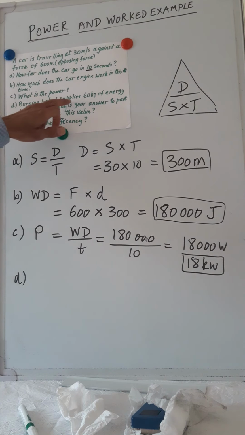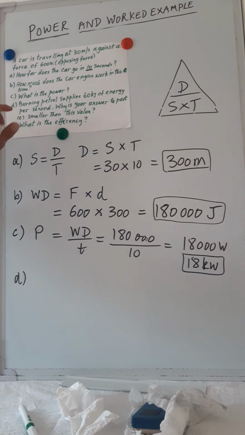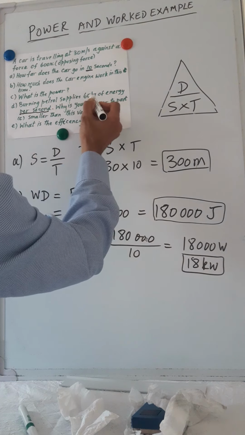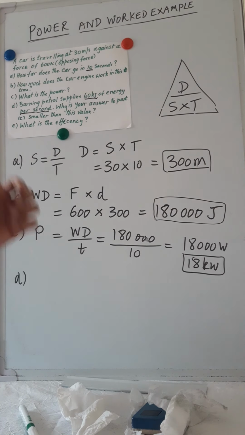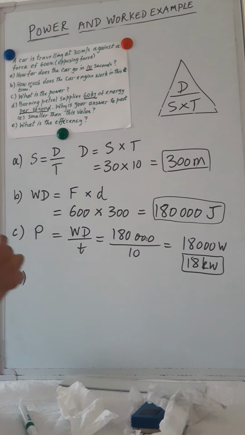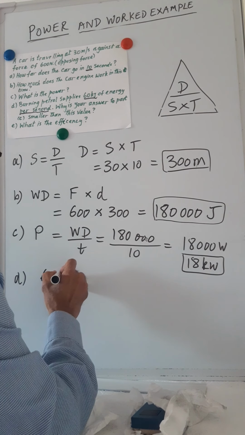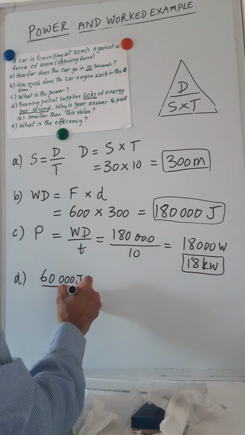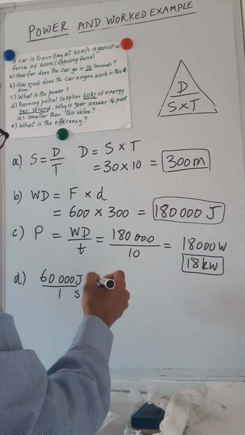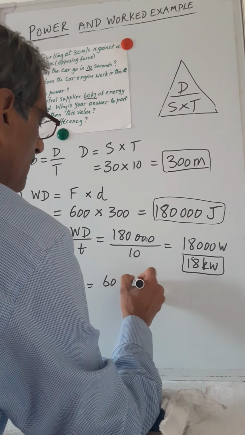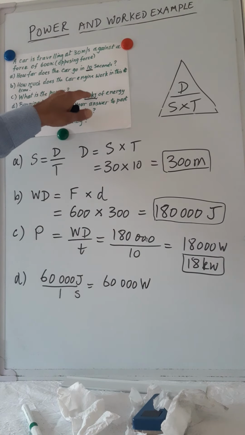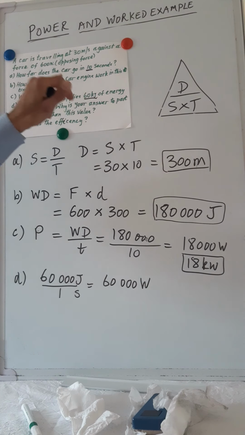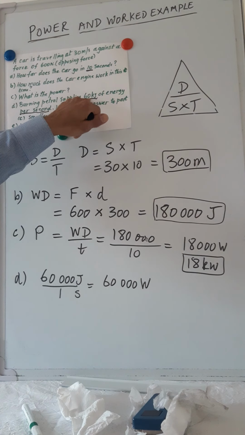is burning petrol supplies 60 kilojoules of energy per second. Now this is the key word, per second. So if it's 60 kilojoules, that means 60,000 joules every second. In other words, 60,000 joules divided by 1 second is equal to 60,000 watts. Remember, joules per second is watts. So in fact, it's got a power of 60,000 watts, or 60 kilowatts.